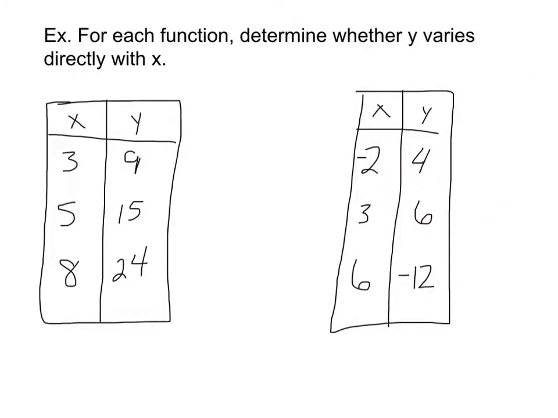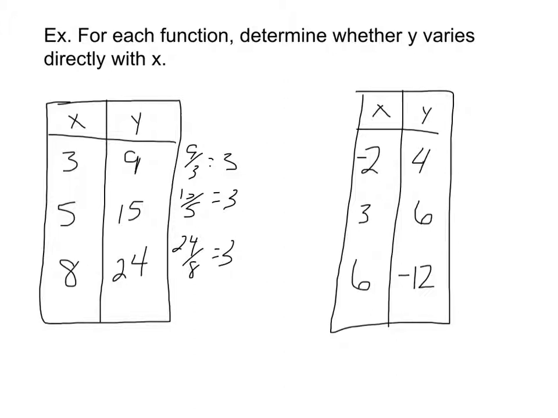For each function, determine whether y varies directly with x. I think the directions should also say, if so, find the constant of variation and write the equation. In order to determine whether y varies directly with x, we need to check y over x each time. So y over x here, 9 over 3, which equals 3. 15 over 5, which equals 3. And 24 over 8, which equals 3.